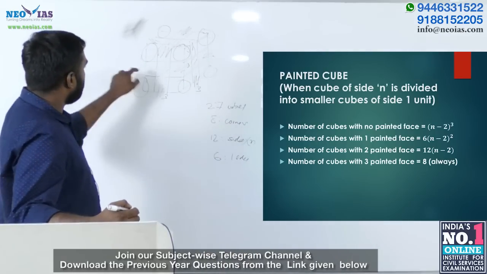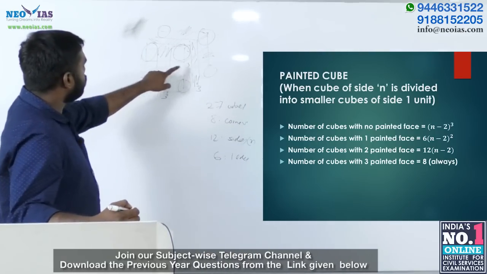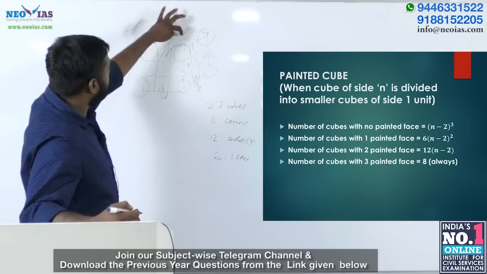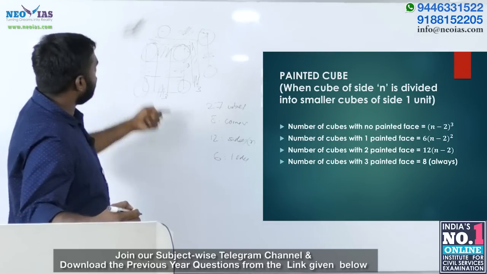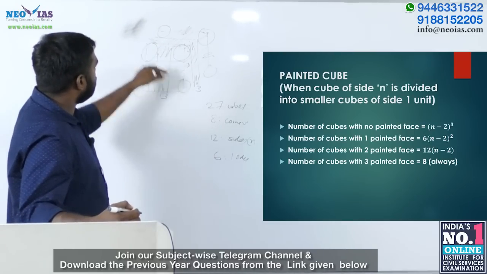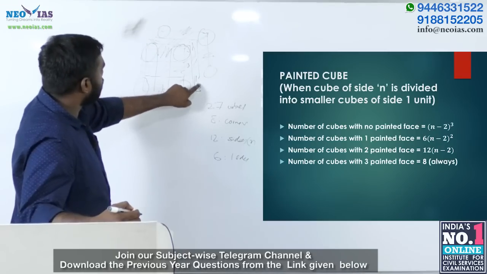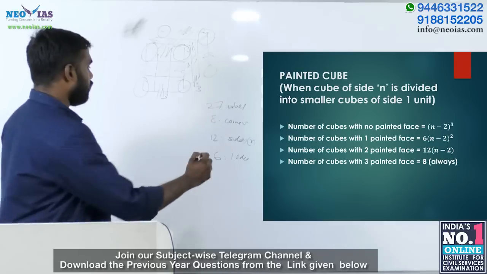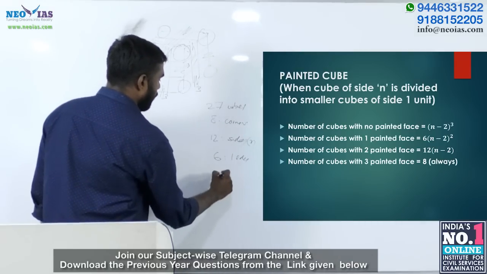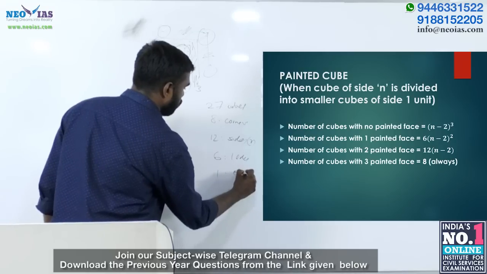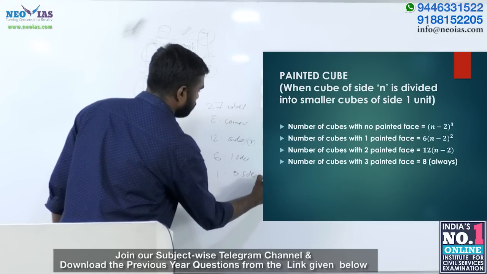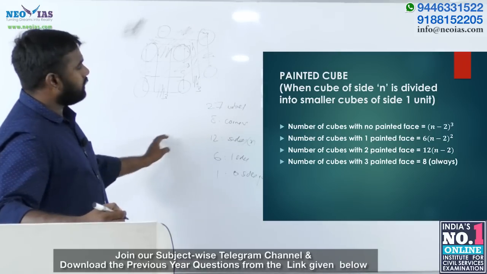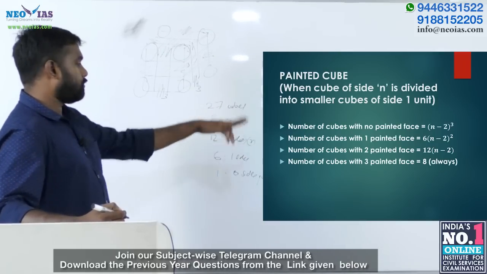This will not be 12. 1, 2, 3, 4. Right. Then 5, 6, 7, 8. Then 9, 10, 11, 12. Okay. 12 faces will be there. And 8 plus 12 plus 6 is 26. And 1 cube with 0 sides painted. Thus, we will get 27 cubes. Right. Now, we just compare this with the formula.